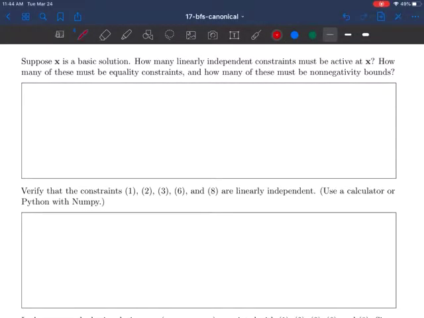Okay, so now let's start talking about how this works with our basic solution definition. So we're going to suppose X is a basic solution. How many linearly independent constraints must be active at X? Well, if we think about the definition, remember we say that N equals 5 must be active, linearly independent. Okay, how many of these must be equality constraints and how many of these must be non-negativity bounds? And I'm going to break down this question as follows.